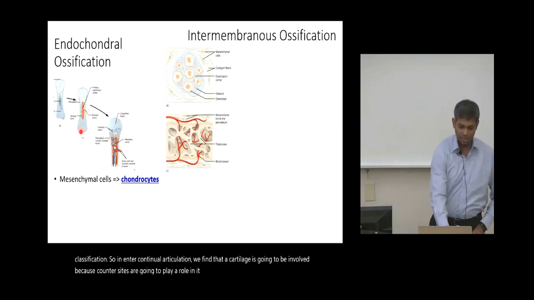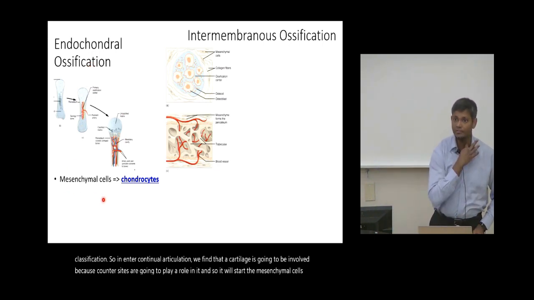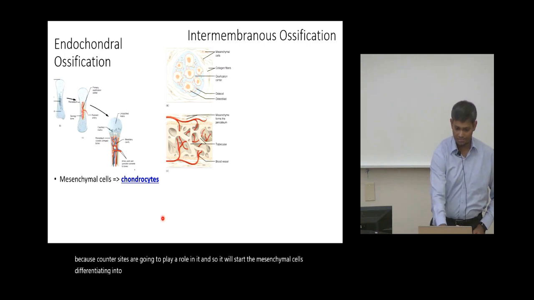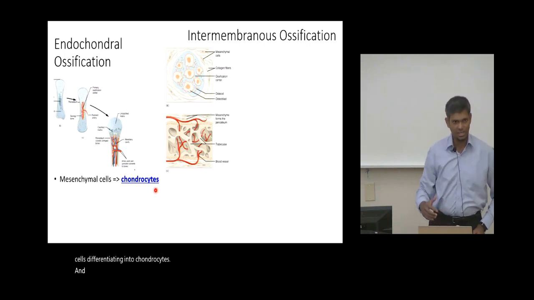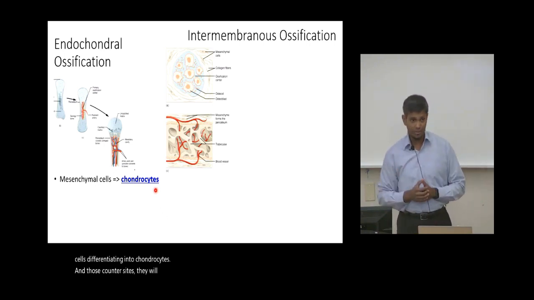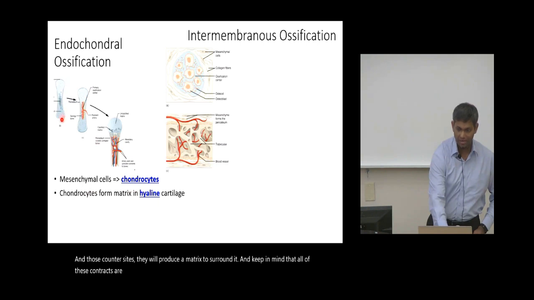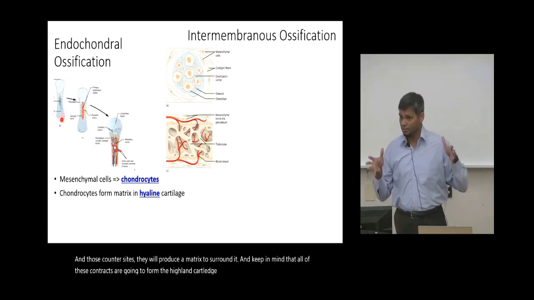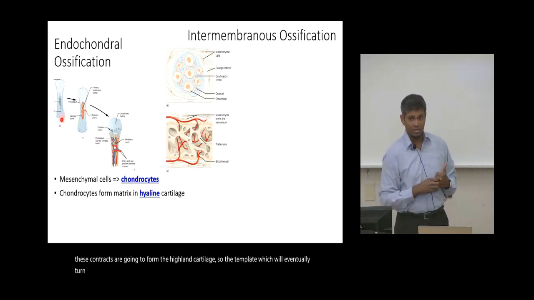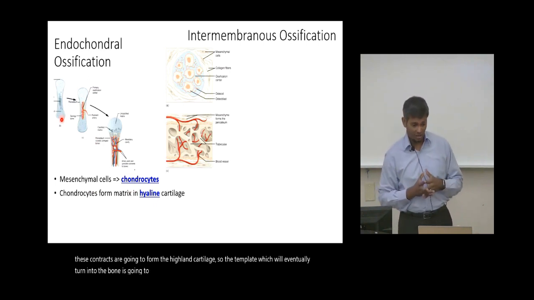And so it will start with the mesenchymal cells differentiating into chondrocytes. And those chondrocytes will produce a matrix to surround it. And keep in mind that all of these chondrocytes are going to form the hyaline cartilage. So the template which will eventually turn into the bone is going to be hyaline cartilage.